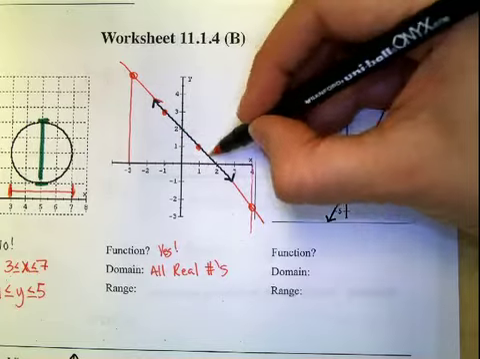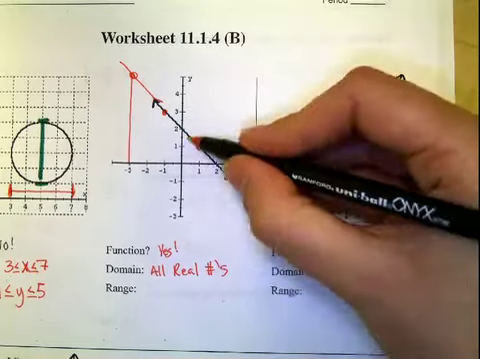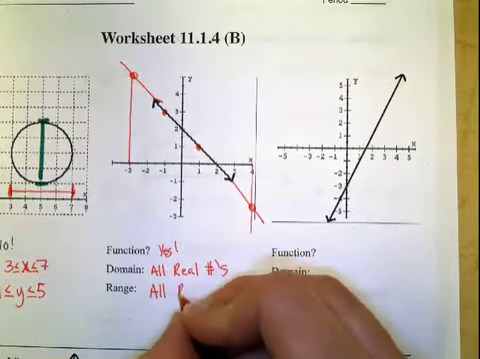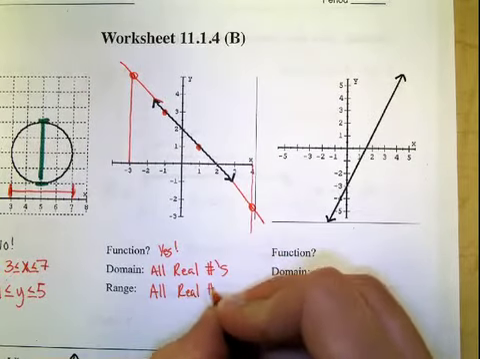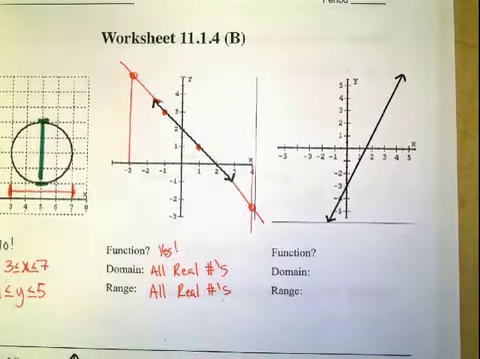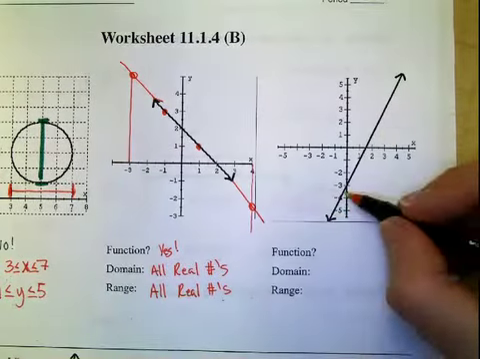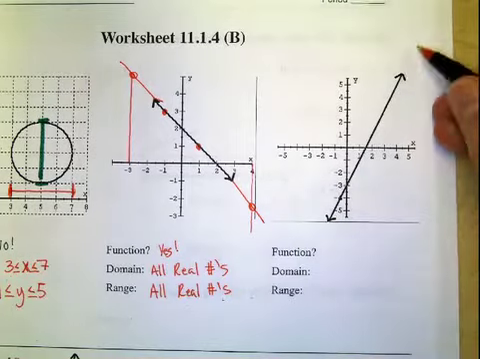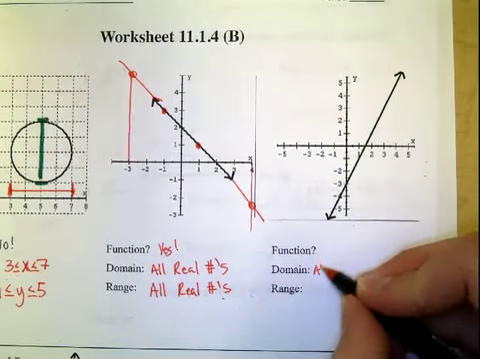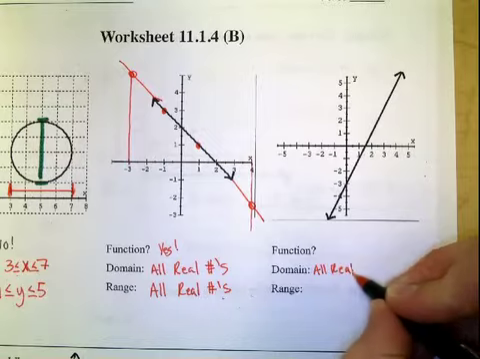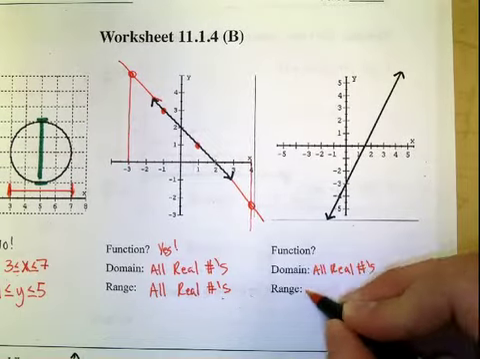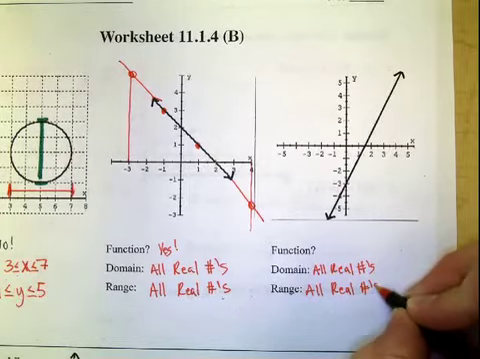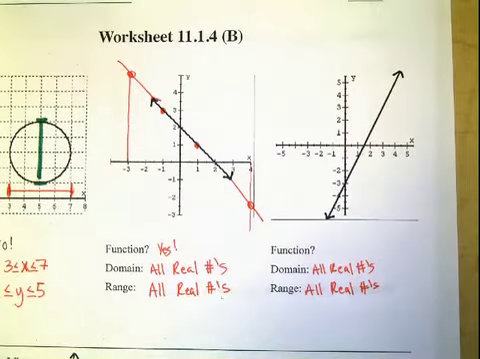If the line keeps going down and down forever, then all of these y values down below. So again, it's all real numbers. And that's the way it's always going to be with lines. Like, look at this line. It's pointing a different direction, but it goes down forever and ever and up forever and ever. So all real numbers on the domain, it's going to have all the numbers, and all real numbers on the range. The line just keeps going forever and ever.